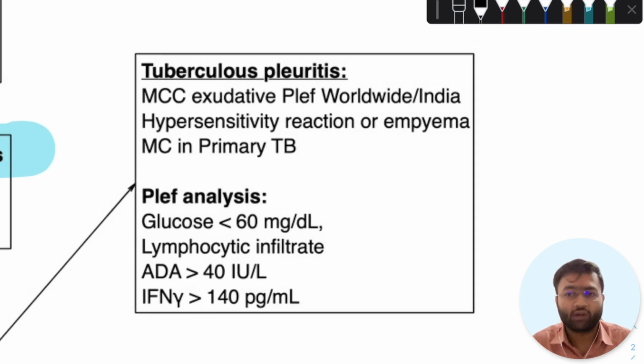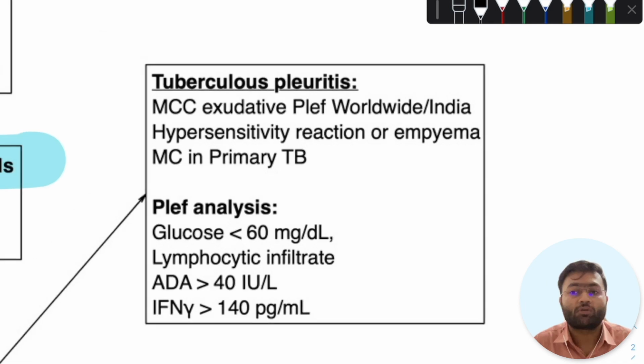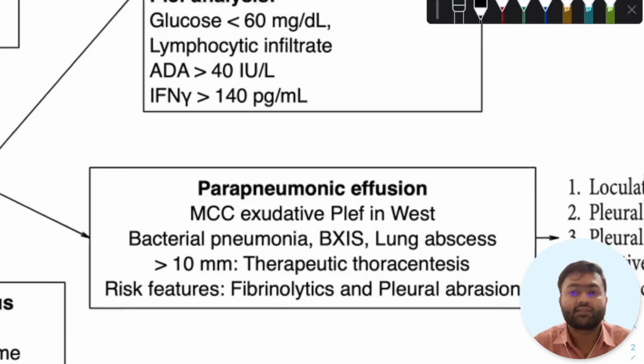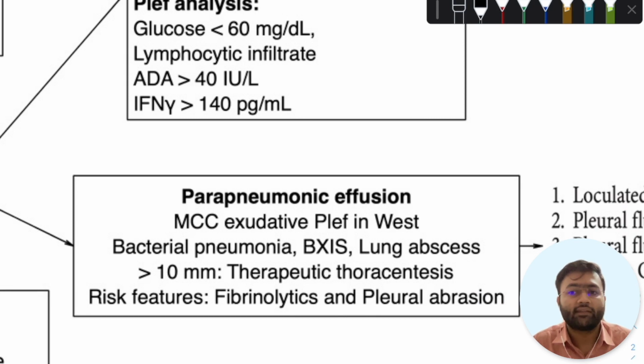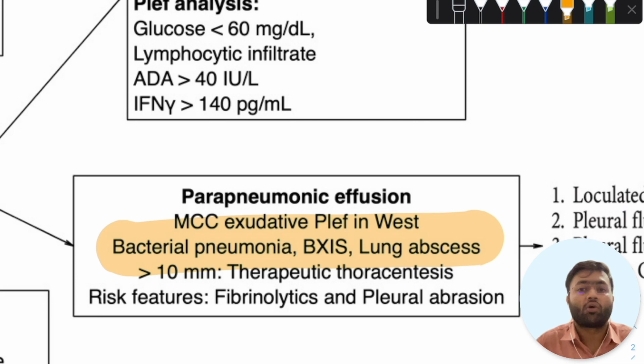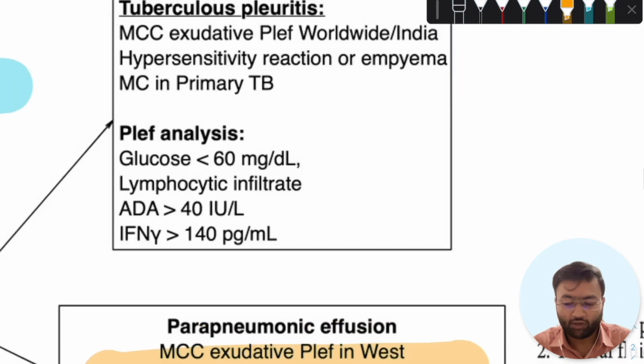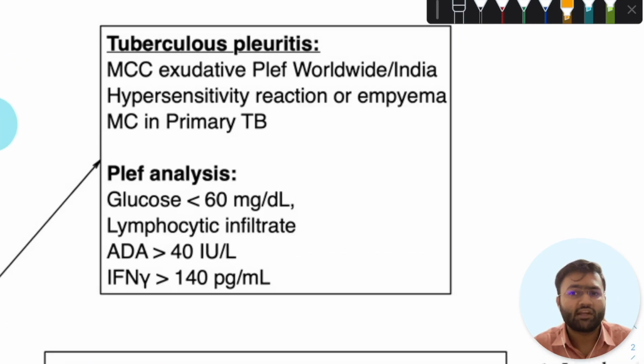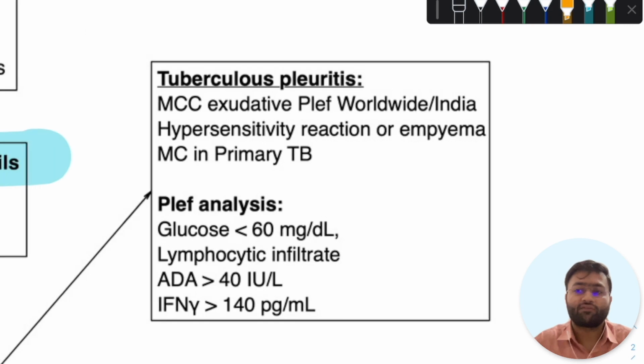So in tuberculous pleuritis, remember that it is the most common cause of exudative pleural effusion worldwide and in India, whereas parapneumonic effusion is the most common cause of pleural effusion in the West. It is generally secondary to bacterial pneumonias, to bronchiectasis or lung abscess. Whereas in tuberculous pleuritis, it is generally due to a hypersensitivity reaction. It can also be frank empyema.